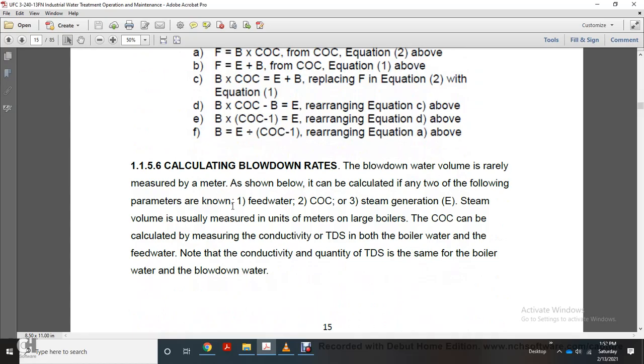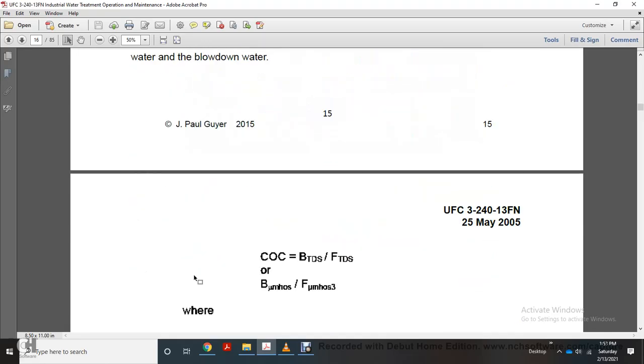The blowdown rate of the water volume, rarely measured by a meter, is shown below by calculating the volume of the parameters known as the feed water with the cycle of concentration, steam generation, and steam volume. They usually measure the units with meters on large boilers. Cycle of concentration can be used with the calculated measurement of conductivity of the TDS in both boiler water and feed water. Note that the conductivity quality of the TDS is the same as the boiler water and blowdown matter.